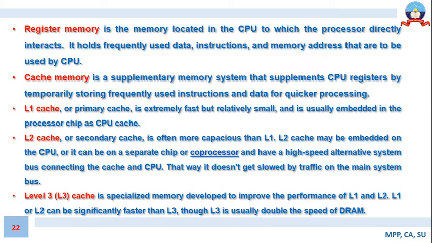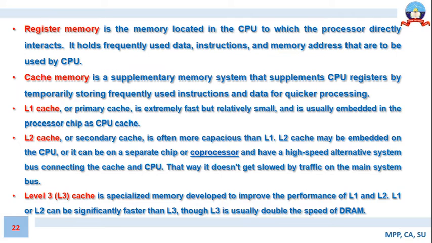Now the next type of memory that you have is called L2 cache. L2 cache or secondary cache is often more capacious than L1. So in size, it is always bigger than L1. It's capable of storing more volume of data compared to L1. Now L2 cache may be embedded on the CPU, so it may be placed either in the CPU itself, or on a separate chip or a coprocessor. So either of these two is likely.